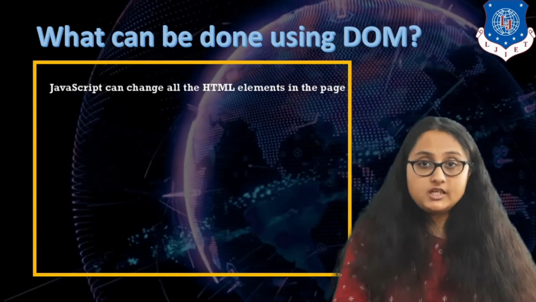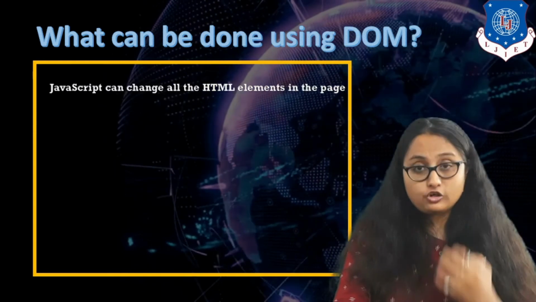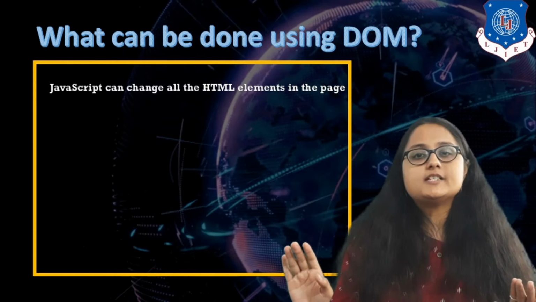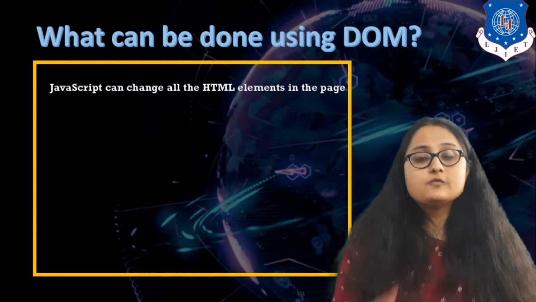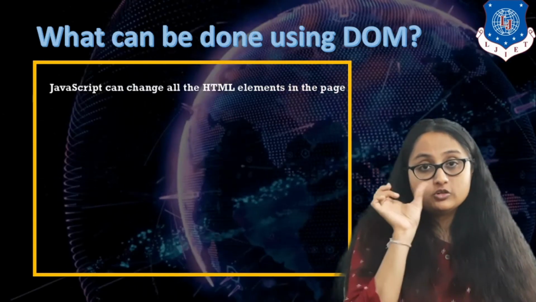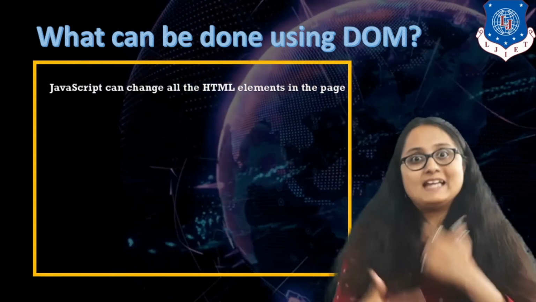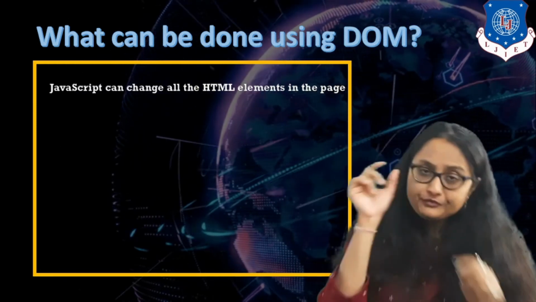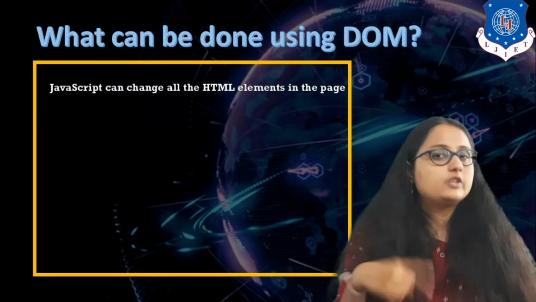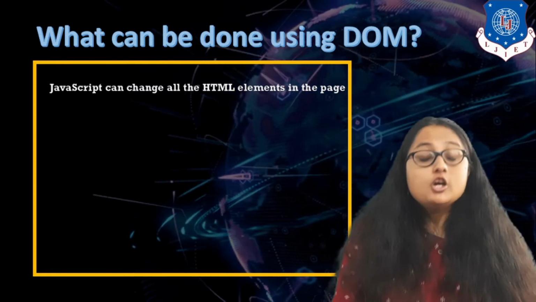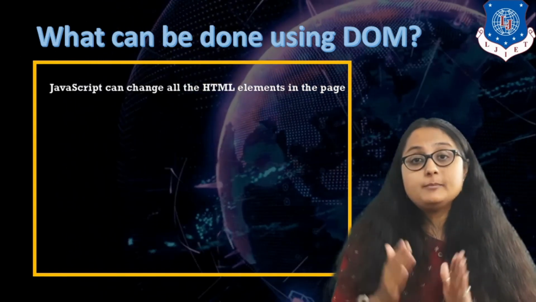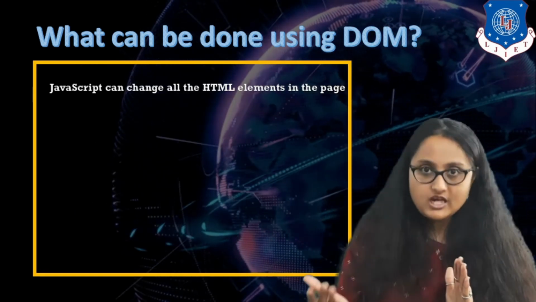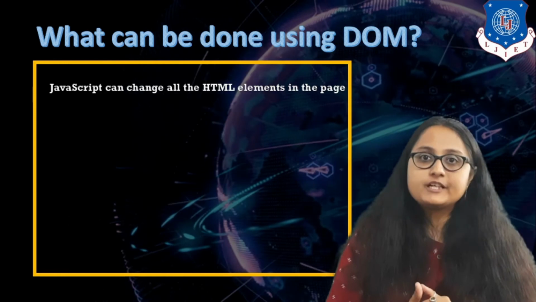So the first thing that you can do using document object modeling is you can change all the HTML elements in the page. For example, you want to change the text box, and if you want to convert the text box into button dynamically, you can do that in DOM, right? If you want to change the button to text box, you can do that thing in DOM. So you can change all the HTML elements dynamically in JavaScript using document object modeling.